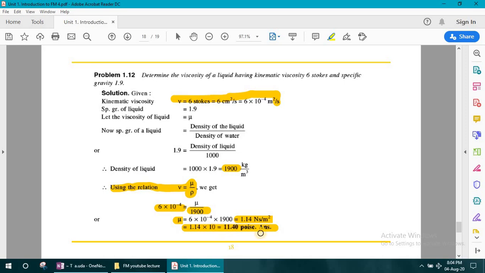So all these problems are directly based on formulas. There is no specific logic or any procedure to solve the problem. So I must suggest that you practice the formulas, you have to learn the formulas by heart, then only you can solve the problems.